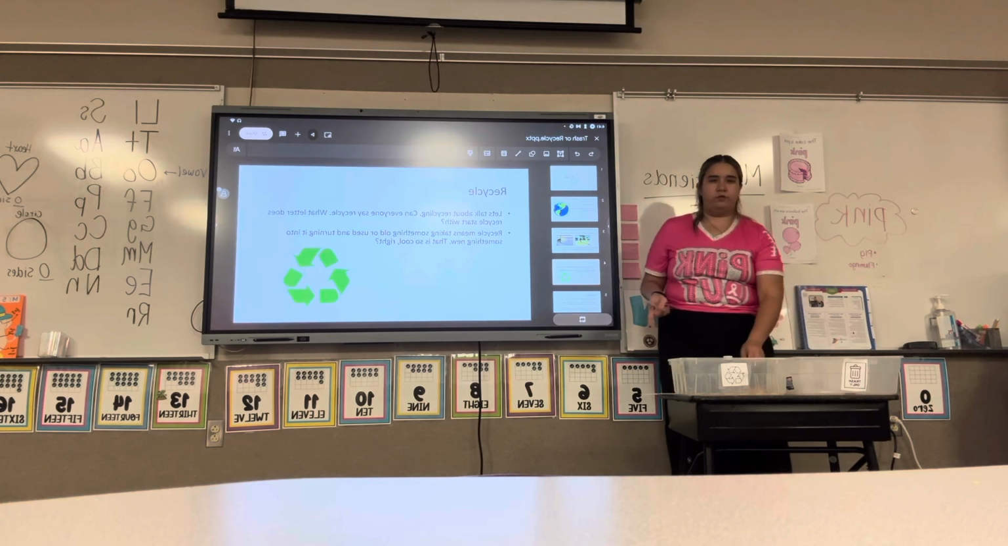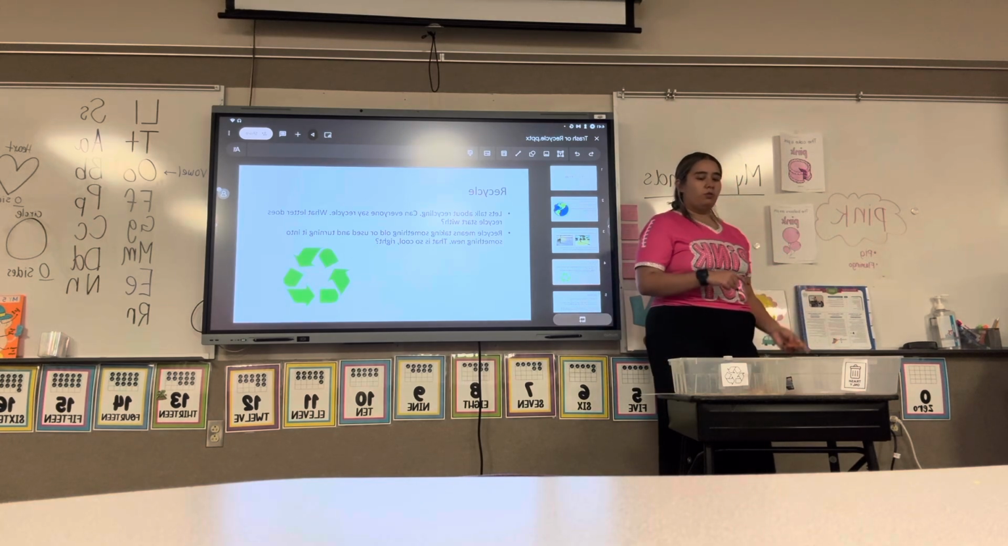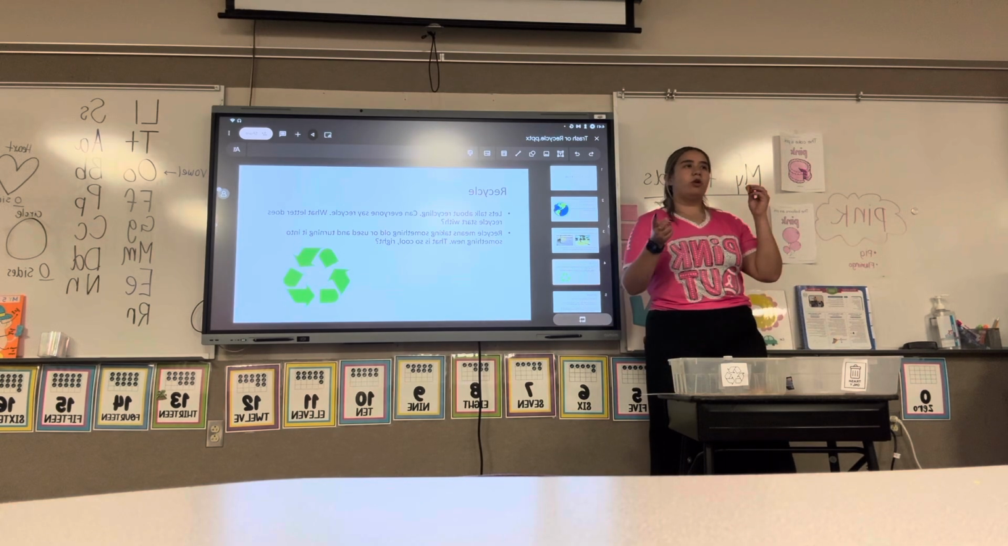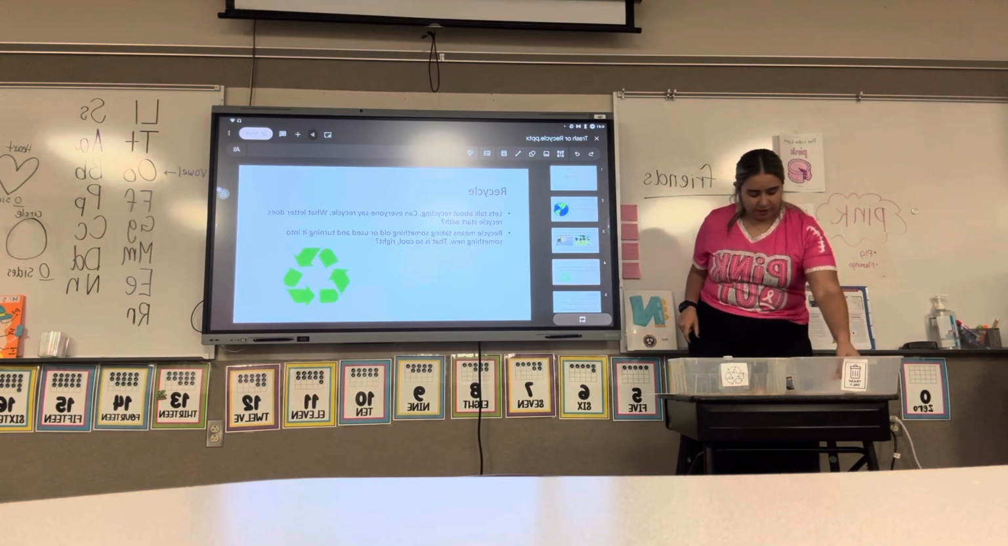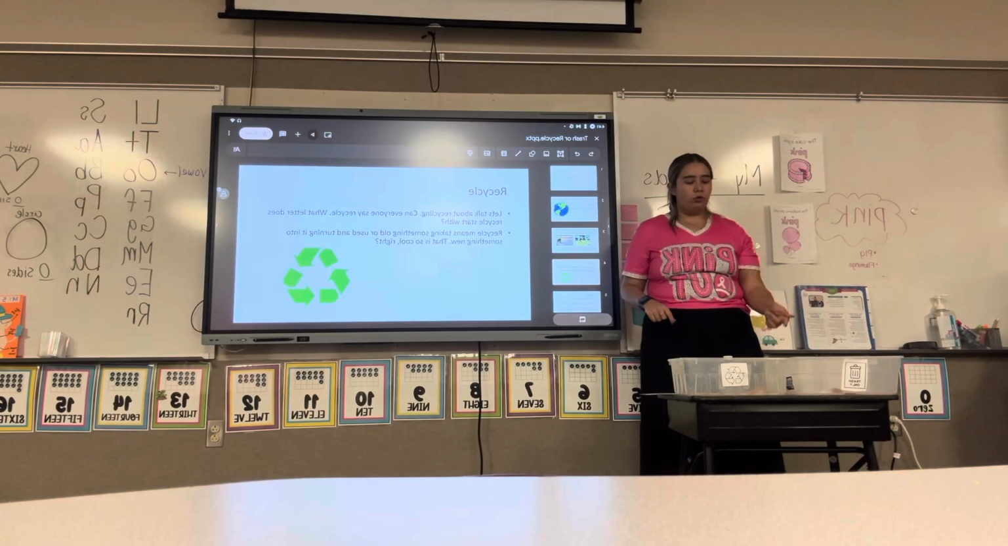Now, what about the food wrapper? Do you think it's going to go with the soda can and the water bottle, or is the food wrapper going to go with the orange peel? That's right. The food wrapper is going to go in the trash.